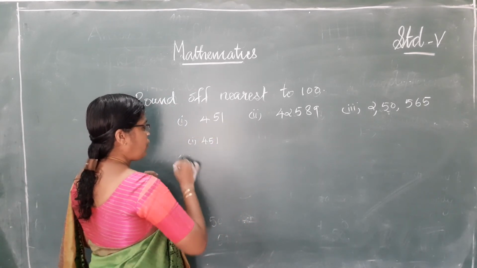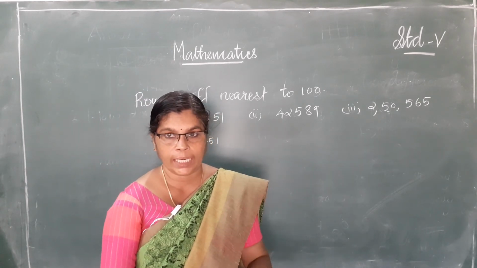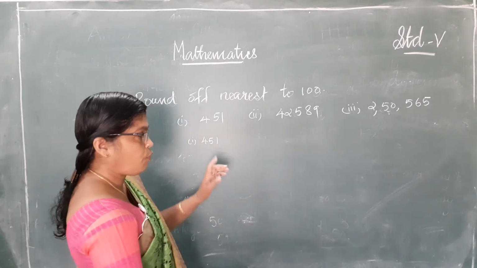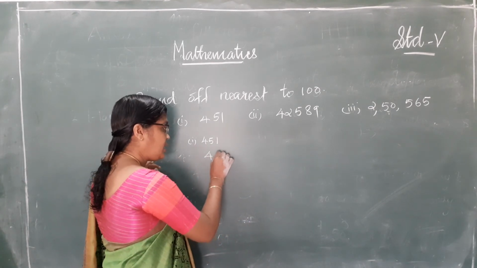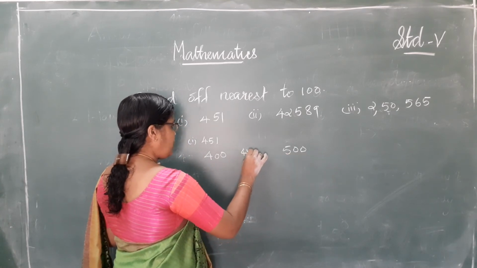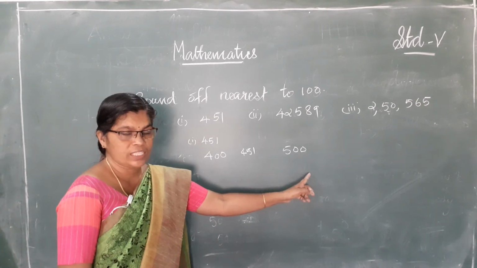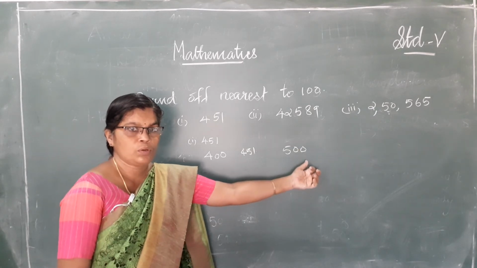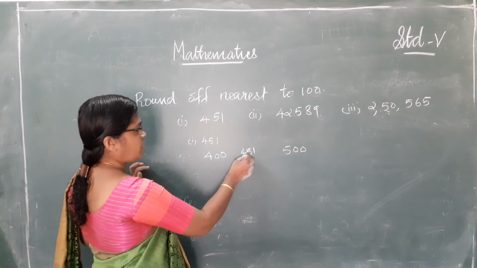451. First one. Now when you round off nearest to 100, what are the numbers we have to use? Multiples of 100. 100, 200, 300, 400 like that. So 451 comes in between 400 and 500. We have to decide whether to round off down or round off up. That depends on the tens place digit.